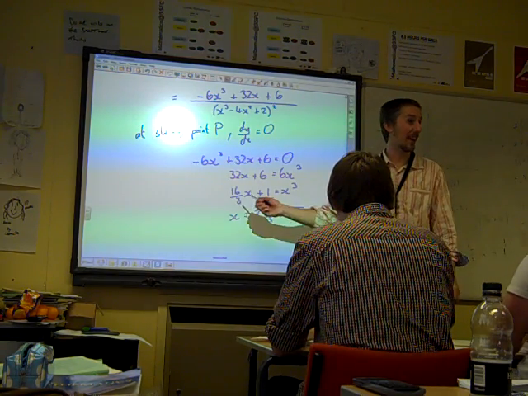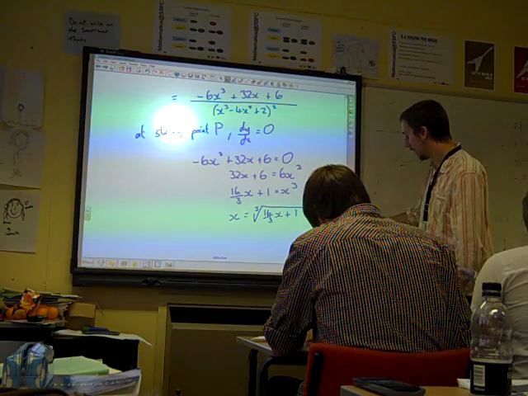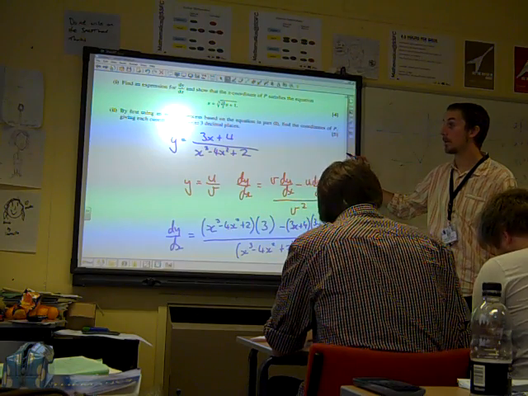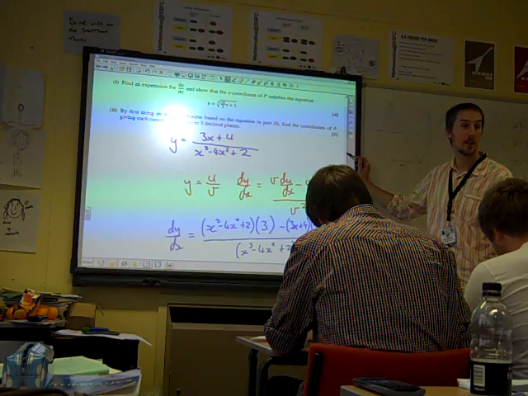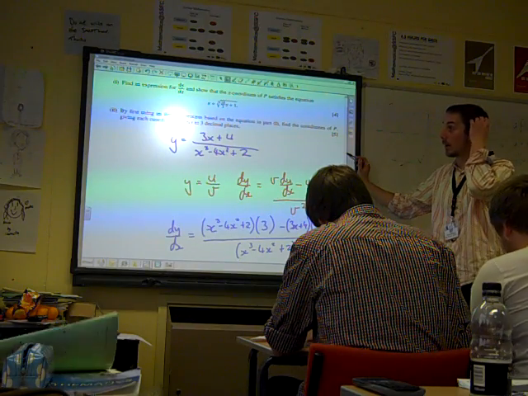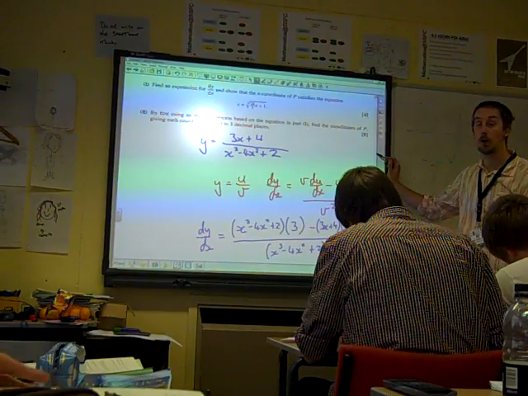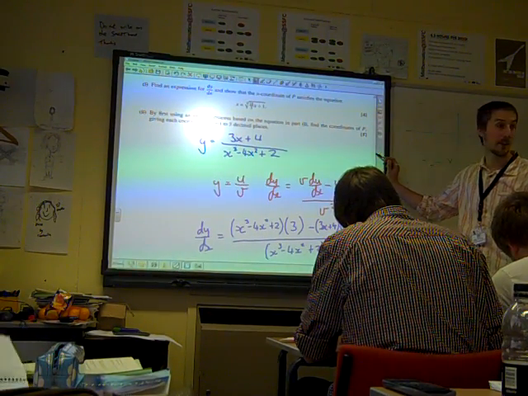Where was that? Oh, we've done it. Yeah, right, we've done that bit. The next part of the question. Come on, we'll get back to this. The next part says, by first using an iterative process based on the equation in part 1, find the coordinates of P, giving each coordinate correct to 3 decimal places.